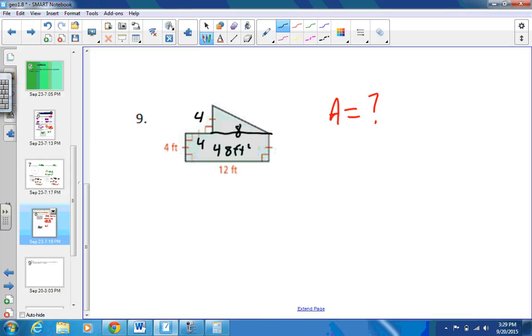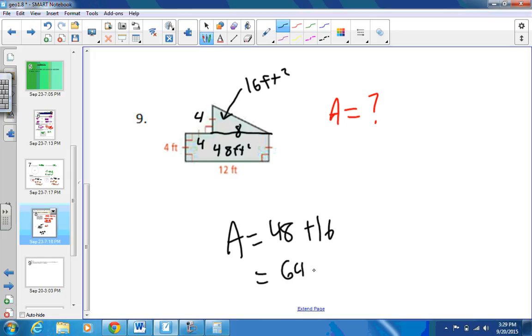So the area of that rectangle would be 4 times 8 divided by 2, which would get you to 32 divided by 2, which is 16 feet squared. So to find the area of the whole, you do the 48 plus the 16. You end up getting 64 feet squared.